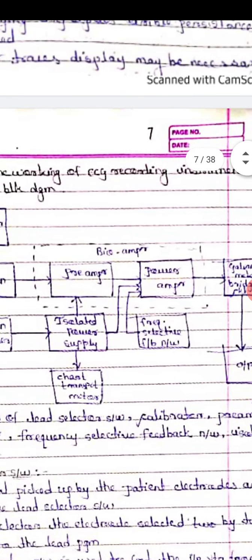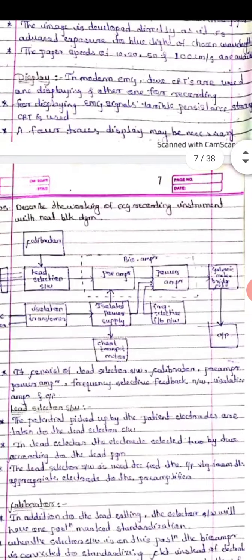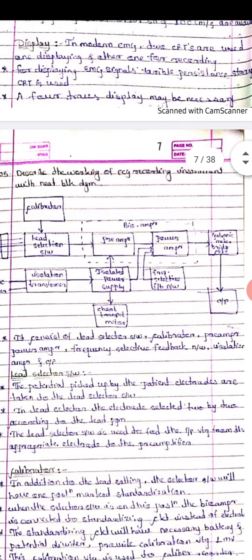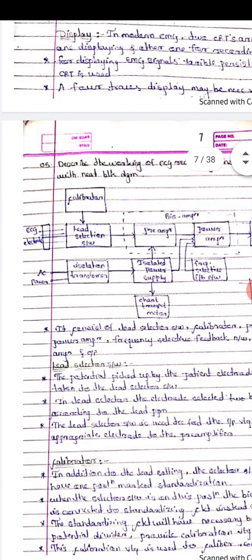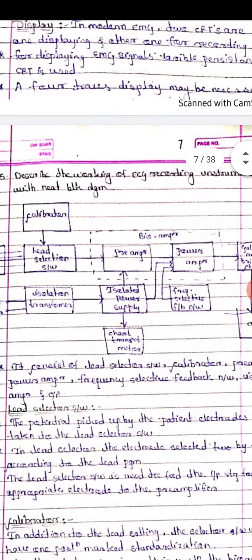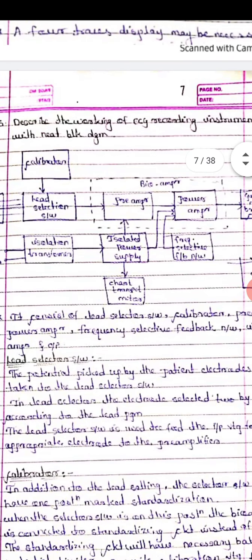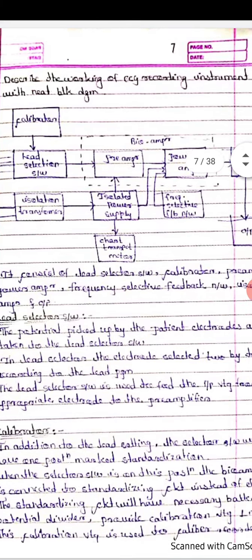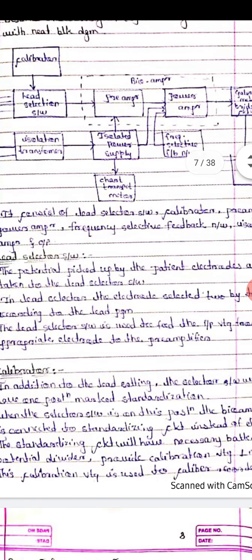In this ECG unit they are using a different type of paper, and they are using a stylus pen here, which is a heat sensitive pen. Whenever the heat of the pen is increased, then on the wax coated paper it will draw the graphical representation of the ECG.